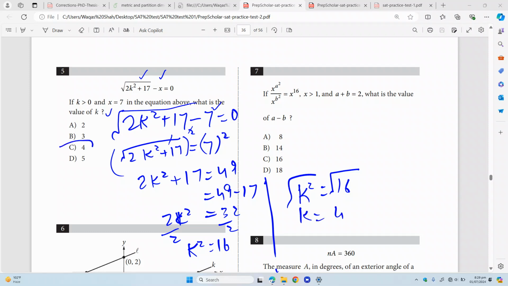So C is the correct option. And we are not taking negative 4, since it's given that k is greater than 0. So our answer is k is equal to 4. I hope it's clear to you, students.